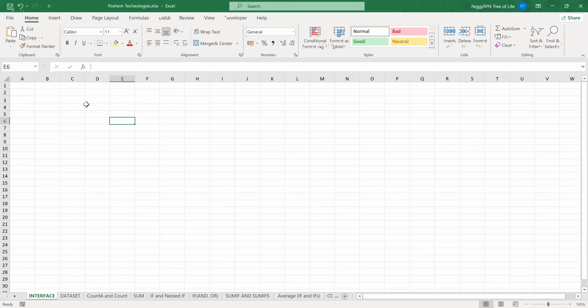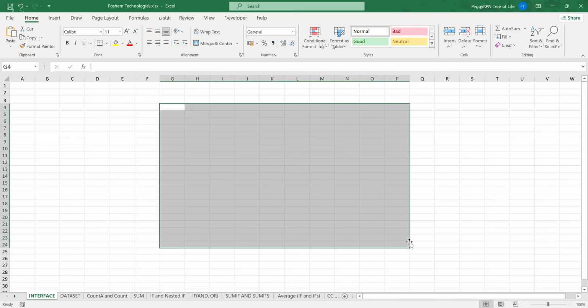So these are active cells. This is an active cell, and these are all cells. You can highlight a cell. So all of these now are active cells.